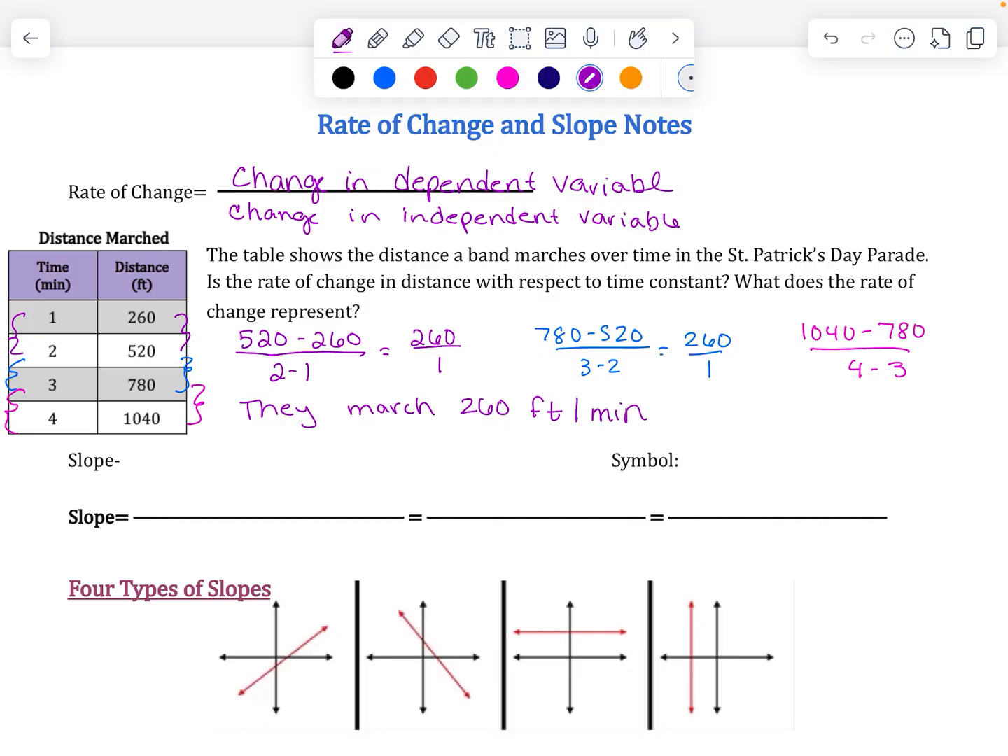So now let's talk more about slope. So slope, like why did we do this? Slope is what we call a constant rate of change. The symbol for slope is going to be m. And when we look at slope, it's always the vertical change over the horizontal change.